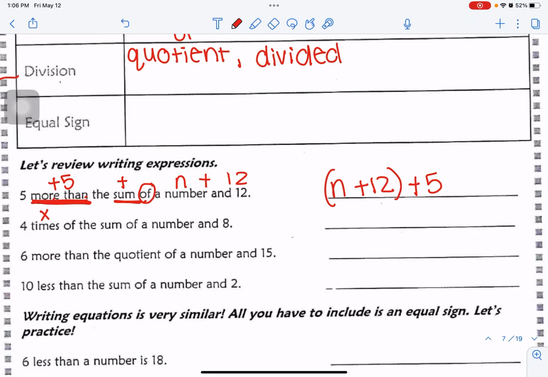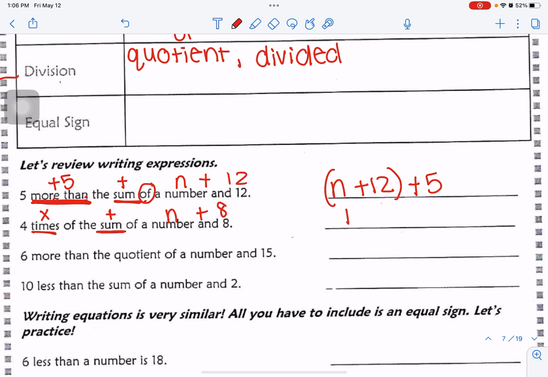So if we think we have 4 times the sum of a number and 8, when it says 4 times, that means to multiply. Times is multiply. And then we have the sum: plus, a number, plus 8. So first we need to find the sum of the number. That's in parentheses because we're taking the sum of n plus 8 and multiplying all of that by 4.